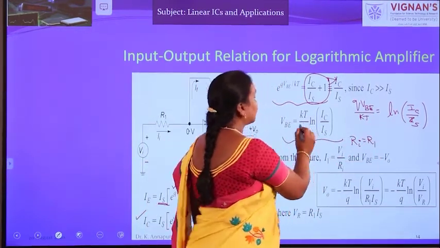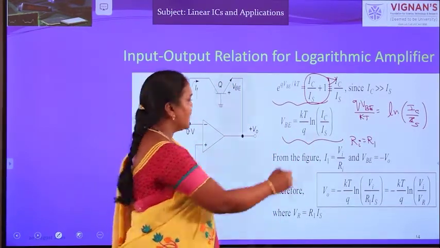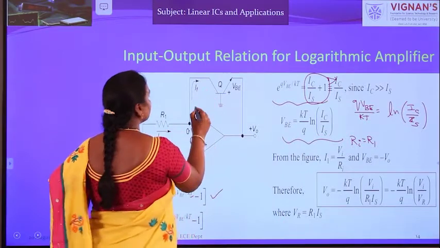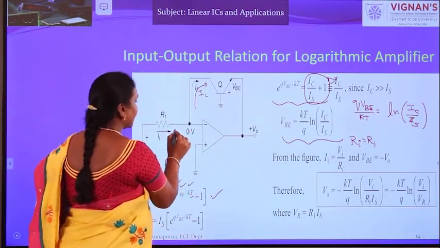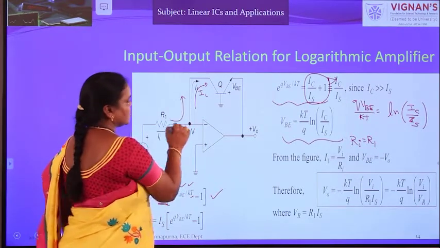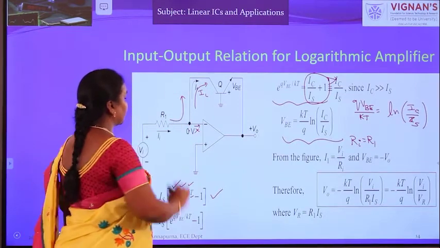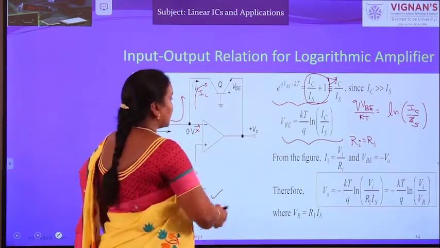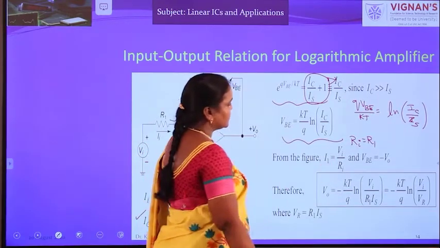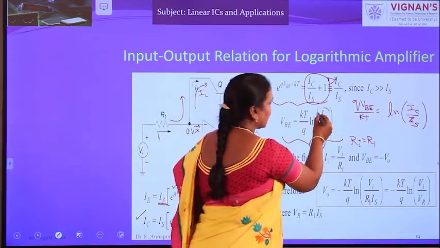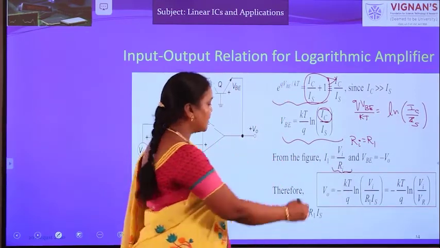Okay, so what you got? VBE is equal to kT by q into ln IC by IS, and this is your IC and this is your II. Both are the same currents because no current is flowing here. Okay, so both are the same currents, and IC can be written as VI by RI. So in the place of IC I am substituting this. Then what will be the expression?